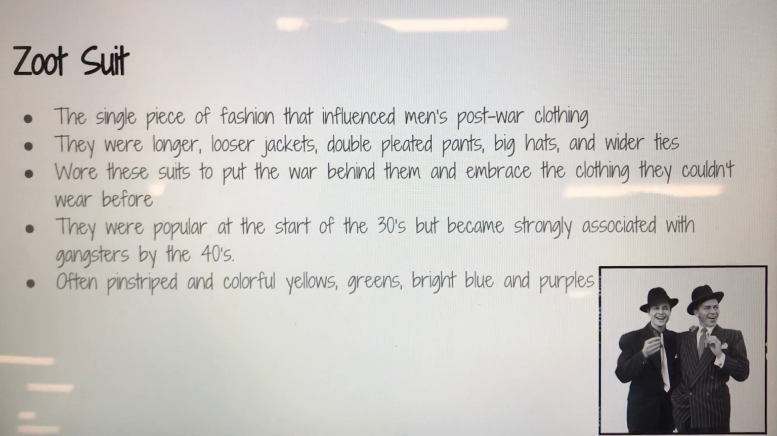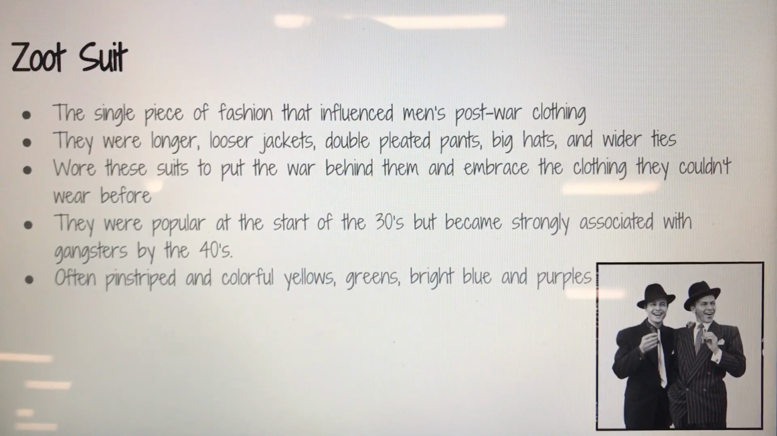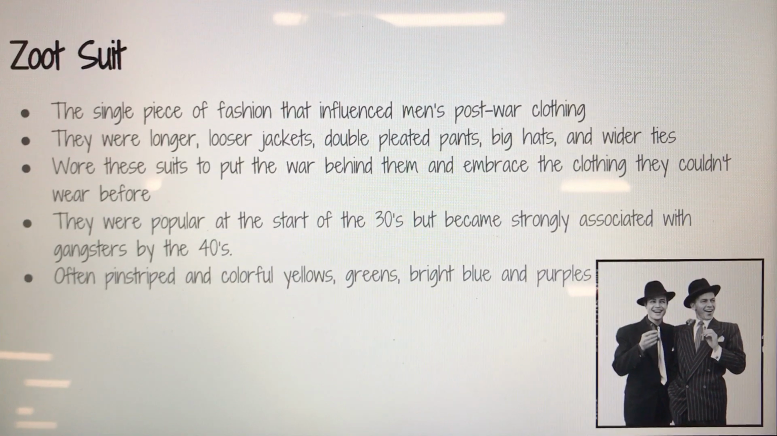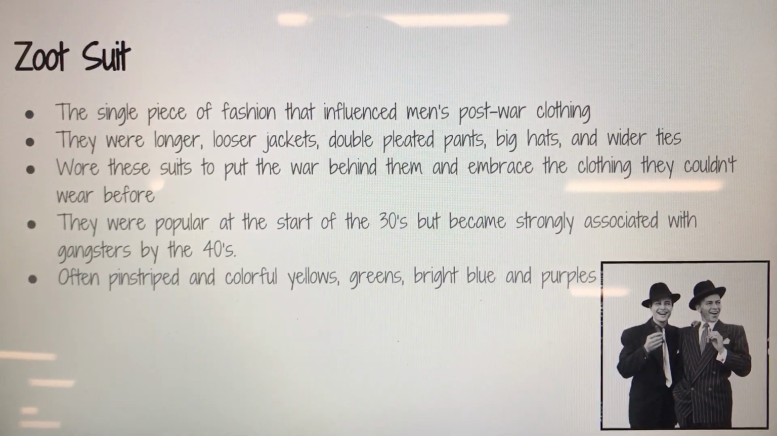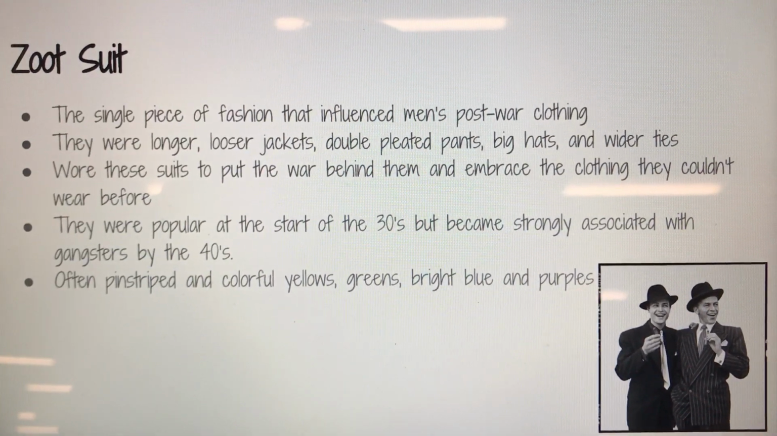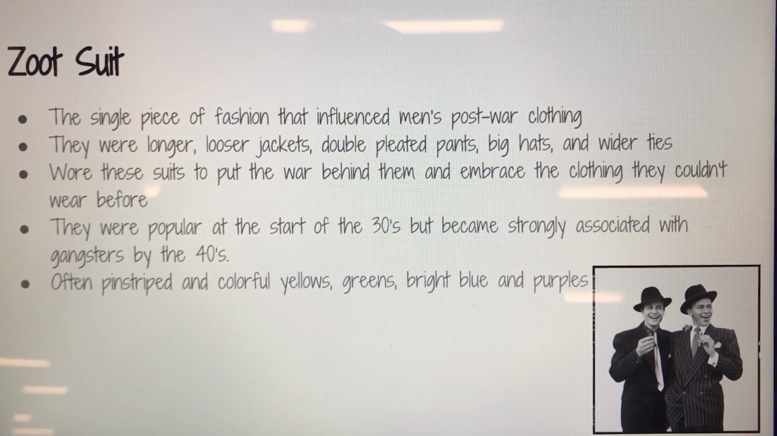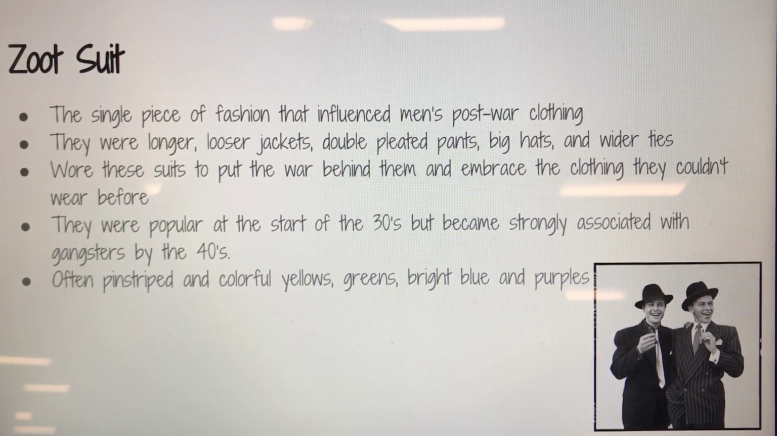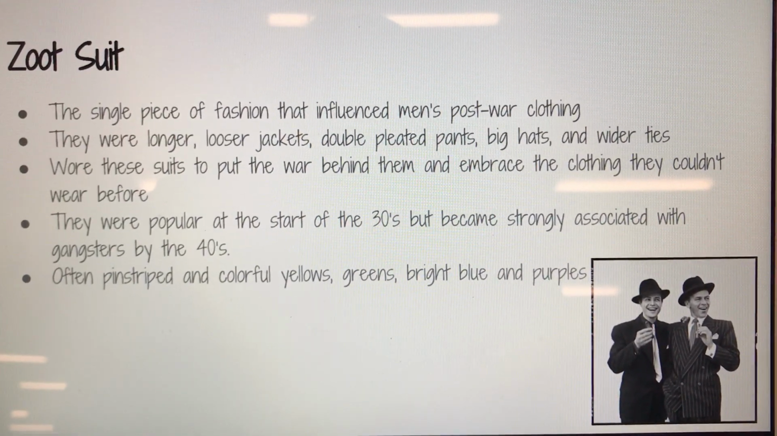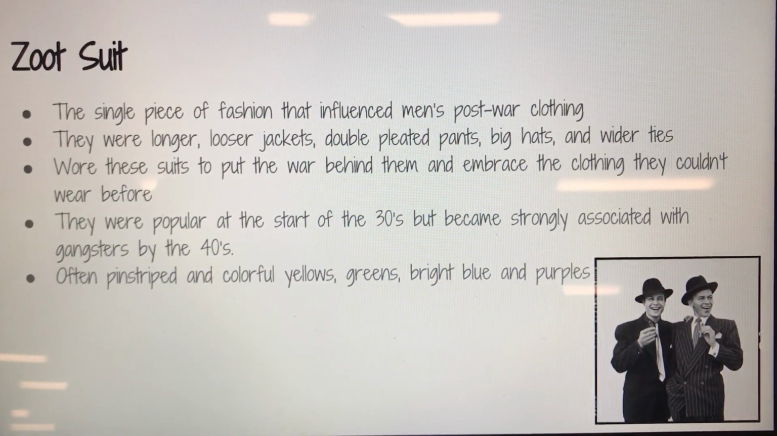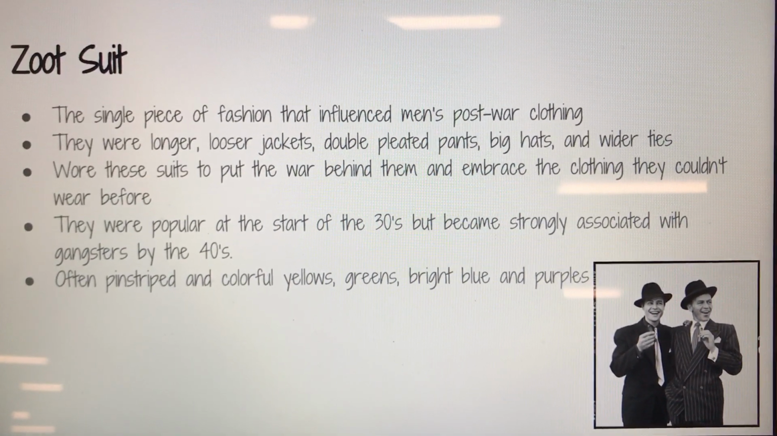Zoot suit. The single piece of fashion that influenced men's post-war clothing. They were longer, looser jackets, double-pleated pants, big hats, and wider ties. They wore these suits to put the war behind them and embrace the clothing they couldn't wear before. They were popular at the start of the 30s, but became strongly associated with gangsters by the 40s. Often pinstriped in colorful yellows, greens, bright blues, and purples.